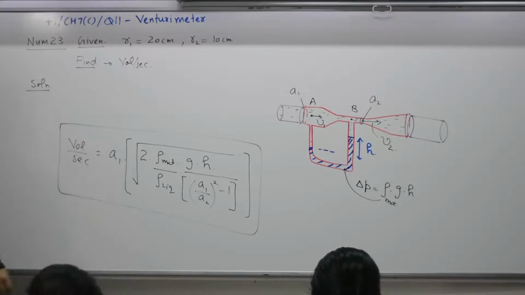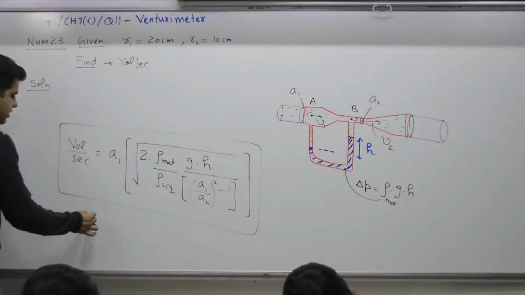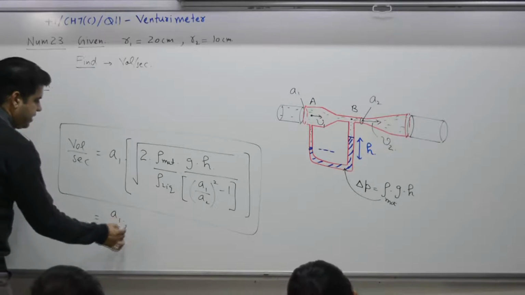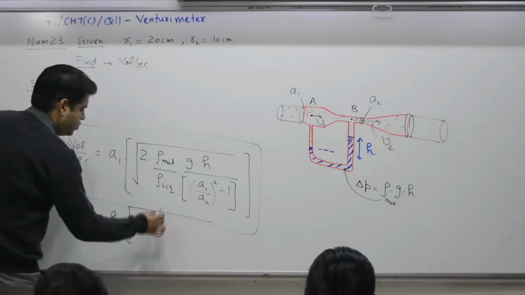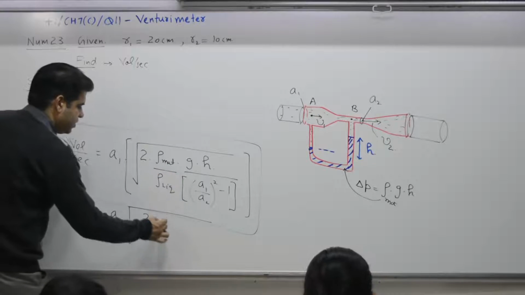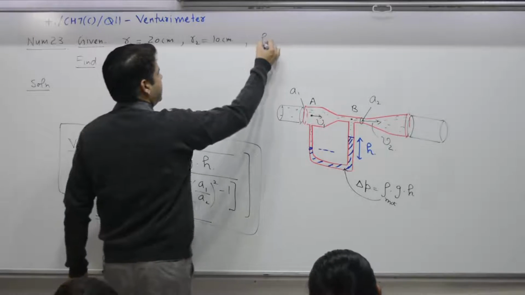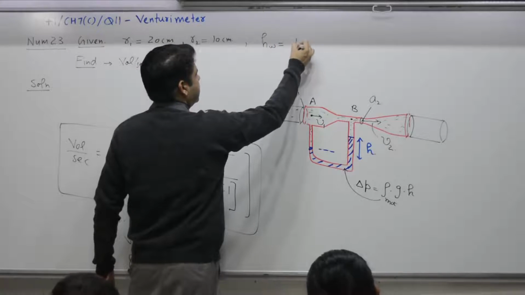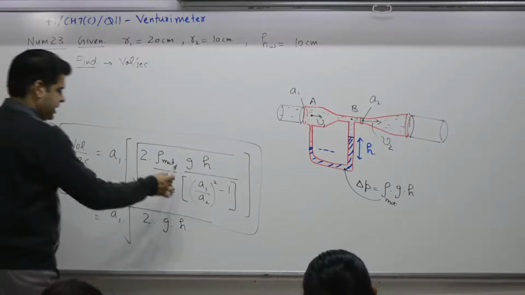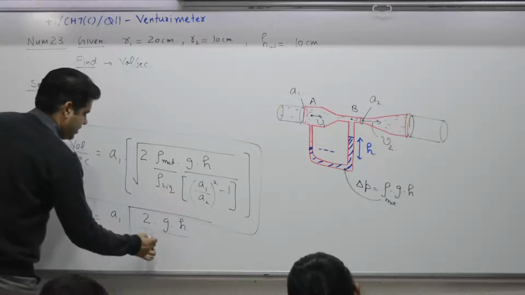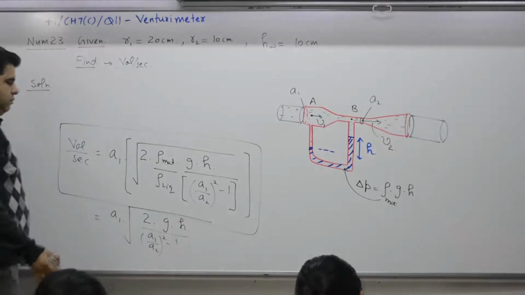In the solution, you apply the same formula. You can put the value of density of the material by density of liquid as 1. What you get is A1 under root 2GH divided by (A1 by A2) square minus 1. The height of the water column is also given: 10 centimeter, 0.1 meters.